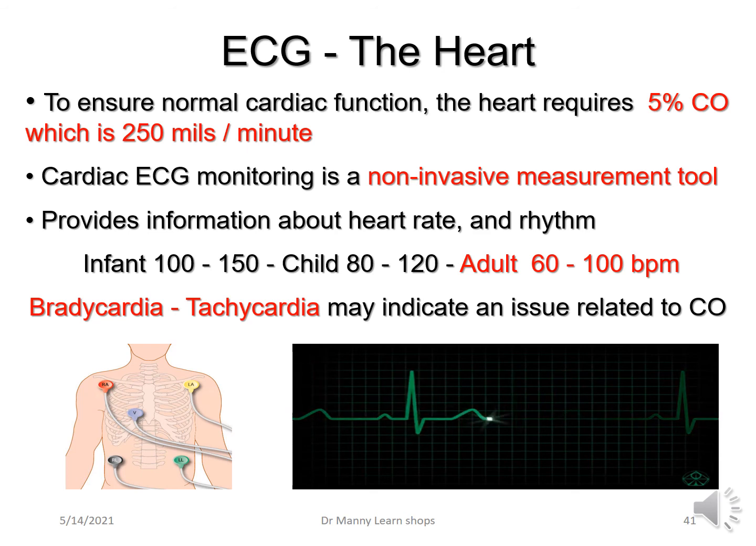In an infant, typically 100 to 150 beats per minute. In a child, 80 to 120 beats per minute. In an adult, 60 to 100 beats per minute. Bradycardia and tachycardia may indicate an issue related to cardiac output.